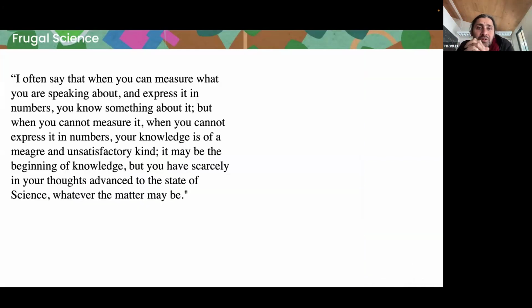But before getting started, if you're not convinced, here's a beautiful saying. I absolutely love this in this context. I often say that when you can measure what you are speaking about and express it in numbers, you know something about it. But when you cannot measure it, when you cannot express it in numbers, your knowledge is of a meager and unsatisfactory kind. It may be the beginning of knowledge, but you have scarcely in your thoughts advanced to the state of science, whatever the matter may be. I don't know if you all know who said that.